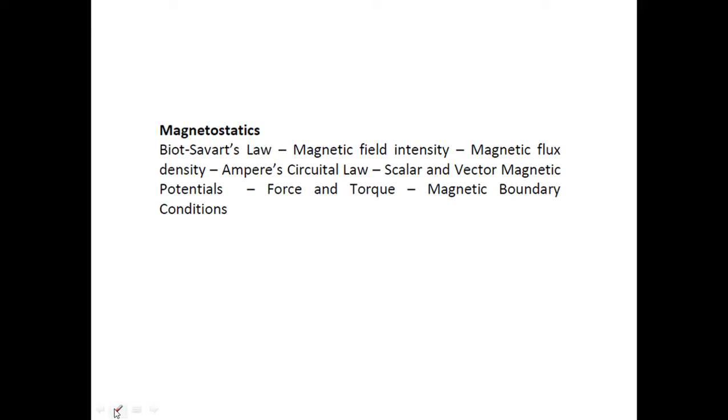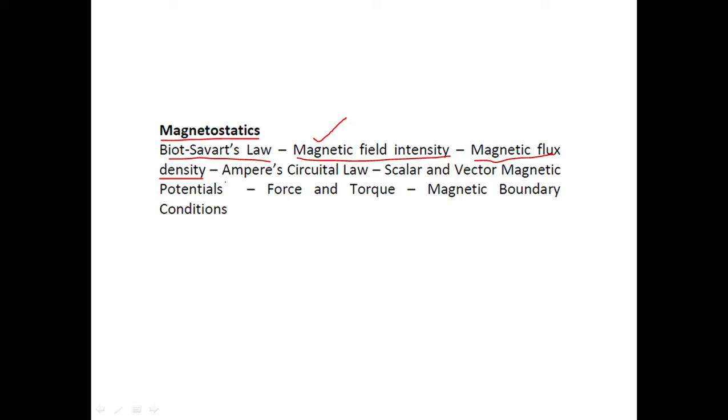So this is the syllabus you have in the fourth module, that is magnetostatics. So we'll start with Biot-Savart's law, right? And then we have magnetic field intensity. Have you heard this anywhere else? Yes, in the second module we had electric field intensity. So here we have magnetic field intensity. Then again here we have magnetic flux density. In the second module we had electric flux density, if you remember.